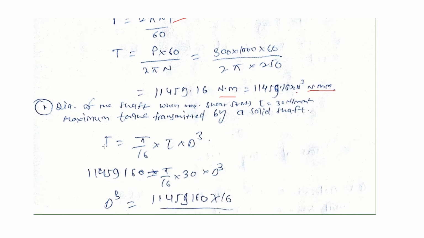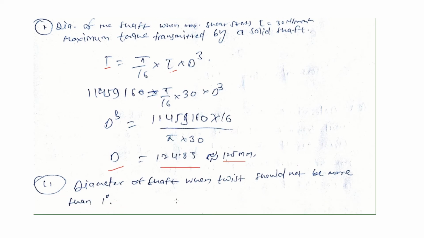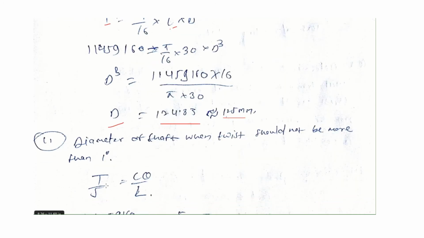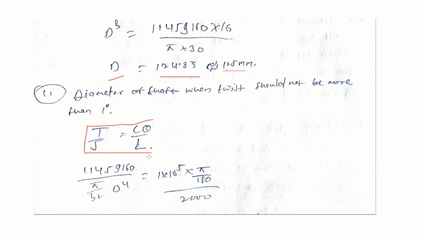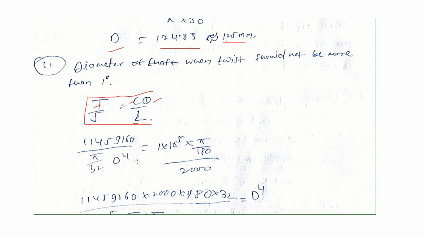So here we put the value of torque transmitted and the shear stress, and we get the diameter as 124.83 mm, approximately 125 mm. Now from the second condition, the diameter of the shaft when twist should not be more than 1 degree. So from the torsional equation, T by J equals C theta by L, we put the value of T, C, L, theta, and we know the polar moment of inertia of the circular shaft is pi by 32 d to the power 4.